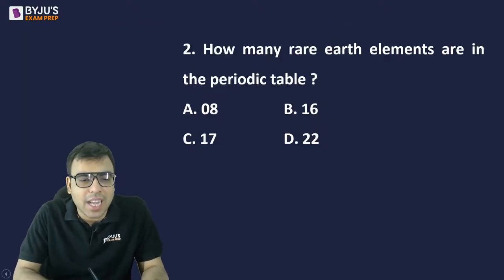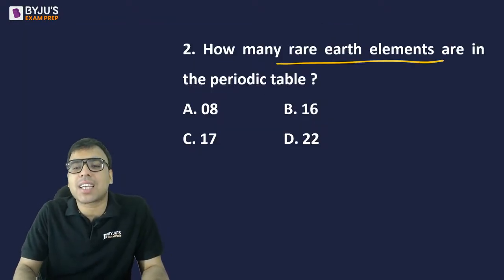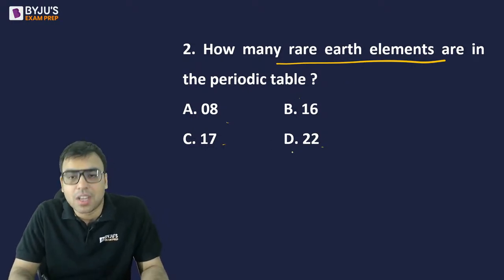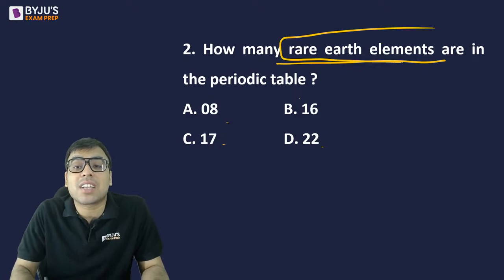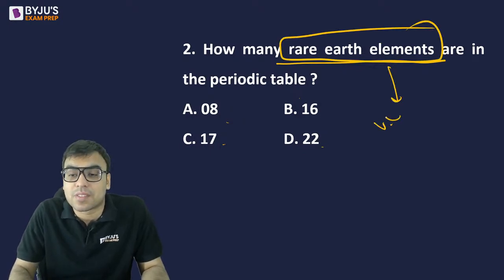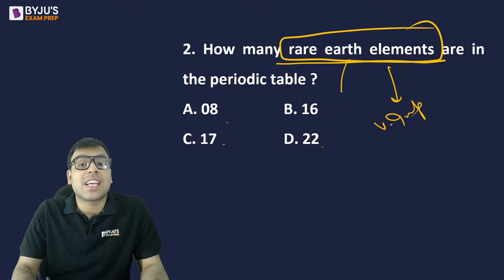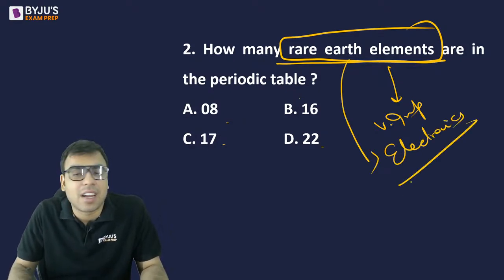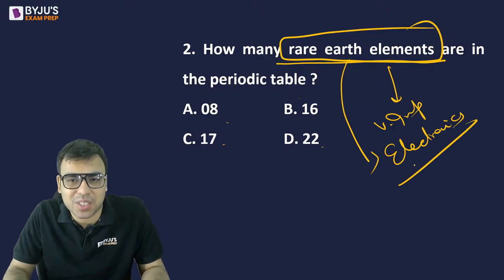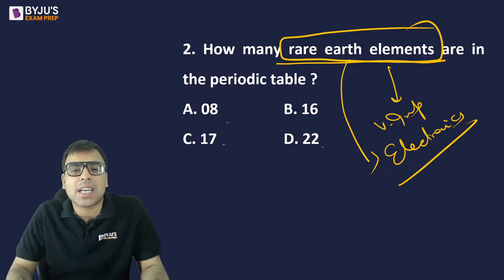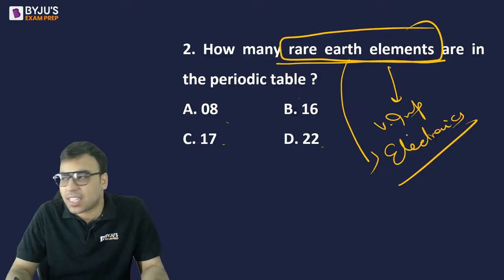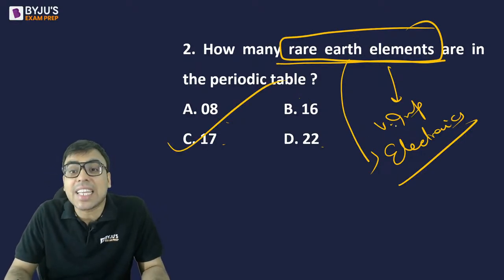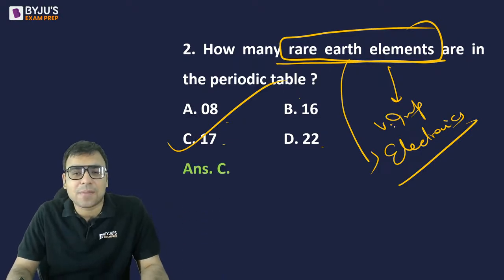The next one is, how many rare earth metals are there in the periodic table? 8, 16, 17, 22. Nowadays, rare earth metals are considered very important, because they are used in electronics and electrical industries, and that is why they are considered very important. So how many rare earth elements are there in the periodic table? Yes, Amit Yadav, very good. The right answer is C. 17 elements are actually there.